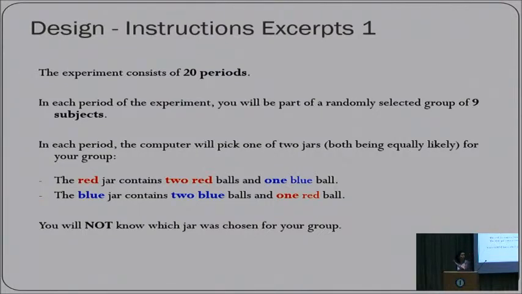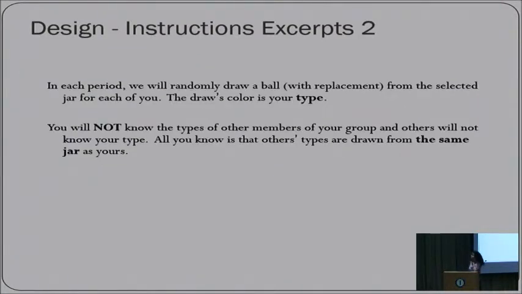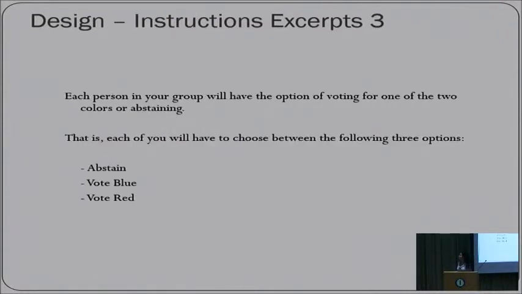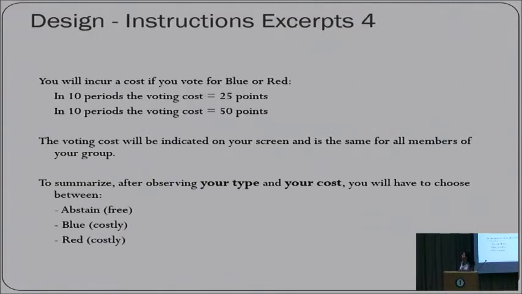So this is the no polls treatment. In each period, we will randomly draw a ball with replacement from the selected jar for each of you. The draw's color is your type. We actually did this physically in the lab, so this sounds very techy, but we actually did this to explain it to them. You will not know the types of other members of your group, and others will not know your type. All you know is that others' types are drawn from the same jar as yours. Each person in your group will have the option of voting for one of the 2 colors or abstaining. That is, each of you will have to choose between the following 3 options: abstain, vote blue, or vote red. You will incur a cost if you vote for blue or red.